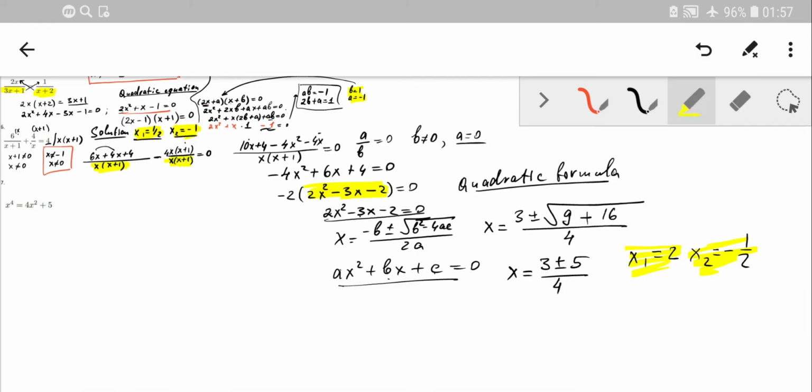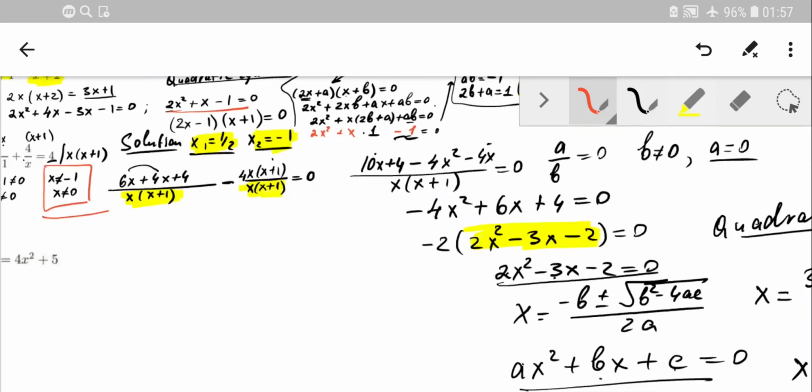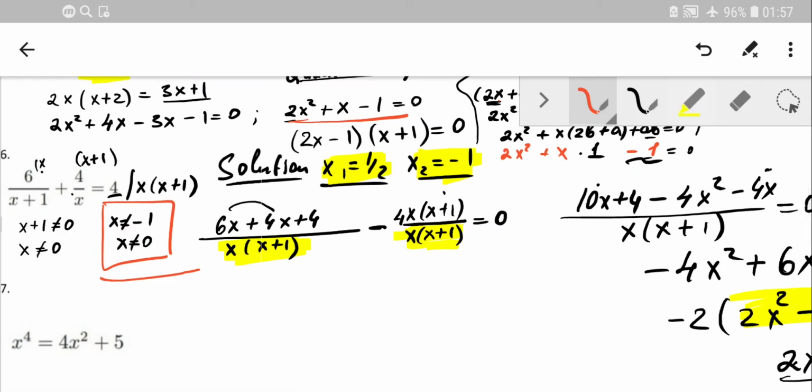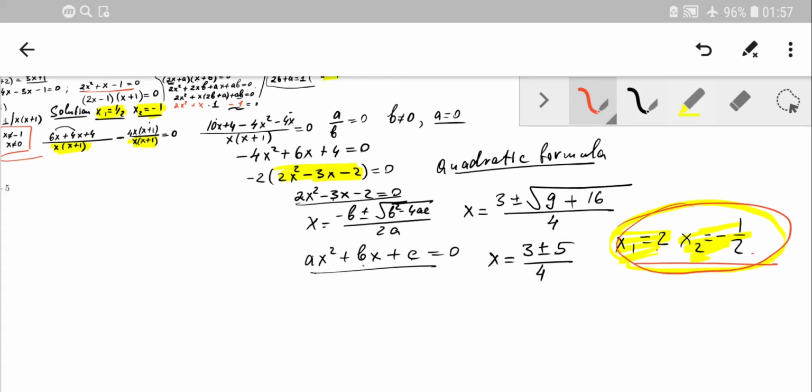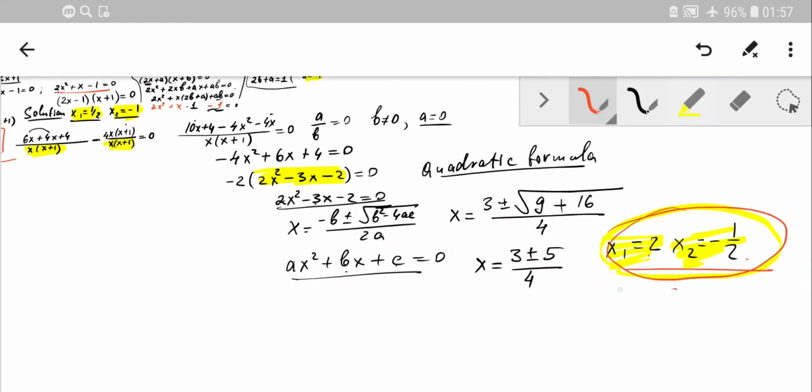So take these solutions here and just check with the restricted values that x cannot take. So no problems, because here it is -1 and 0. However, what we've done here is just 2 and -1 over 2. They're completely different. So that's the solution.